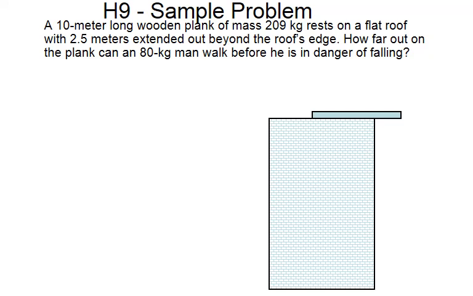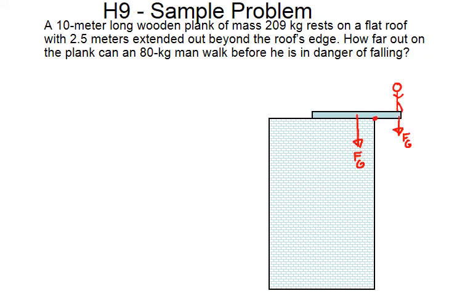Okay, so on this one, we have a 10-meter long wooden plank, mass of 209 kilograms, on a flat roof with 2.5 meters extended beyond the roof's edge. The question is, how far out on the plank can an 80-kilogram man walk before he's in danger of falling? So on this one, we have a couple different dynamics going on, but still looking at the torque involved.